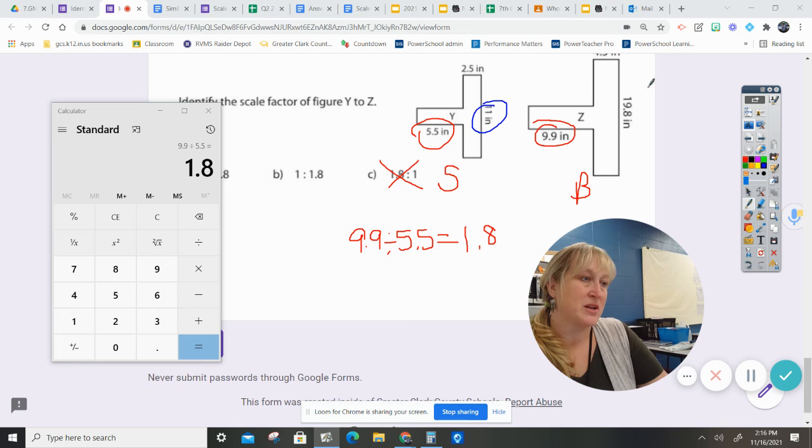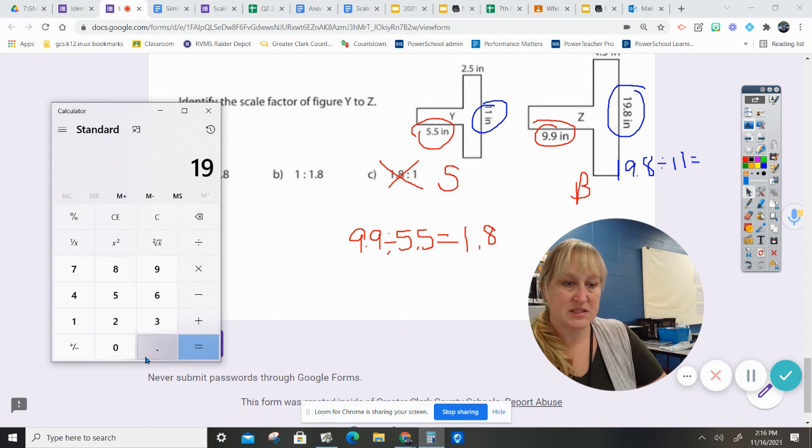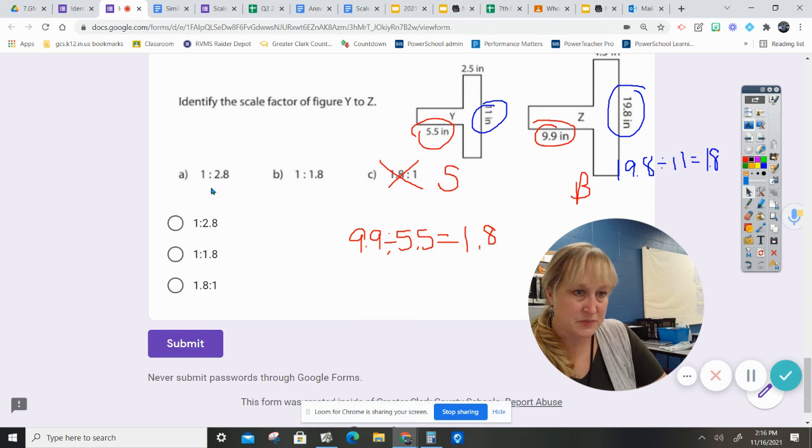Now I'm going to choose my next 2 sets of numbers, which is 19.8, the big number, divided by my smaller number of 11. Use that calculator. 19.8 divided by 11 is 1.8. So my final answer is this one, the little number with the big number to the right, and that would be it.